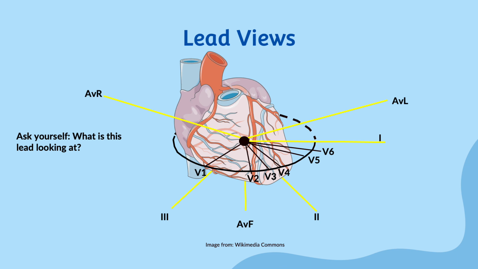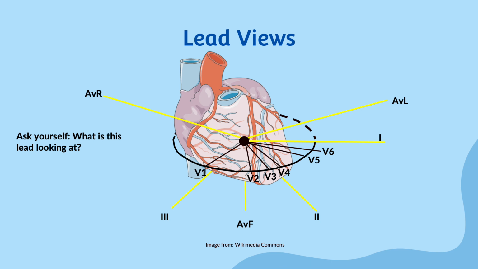You can see that lead AVR is essentially looking at the heart from the right shoulder area. Lead AVL is essentially looking at the heart from the left shoulder area. Lead 1 looks at the heart from the left lateral side of the thoracic cavity, while leads 2, 3, and AVF all look at the heart from the feet. Those 3 leads, leads 2, 3, and AVF, look at the inferior portion of the heart more than anything else. Leads V1, V2, V3, and V4 look at the anterior and septal portions of the heart, while leads V5 and V6 look at the apical portion of the heart.